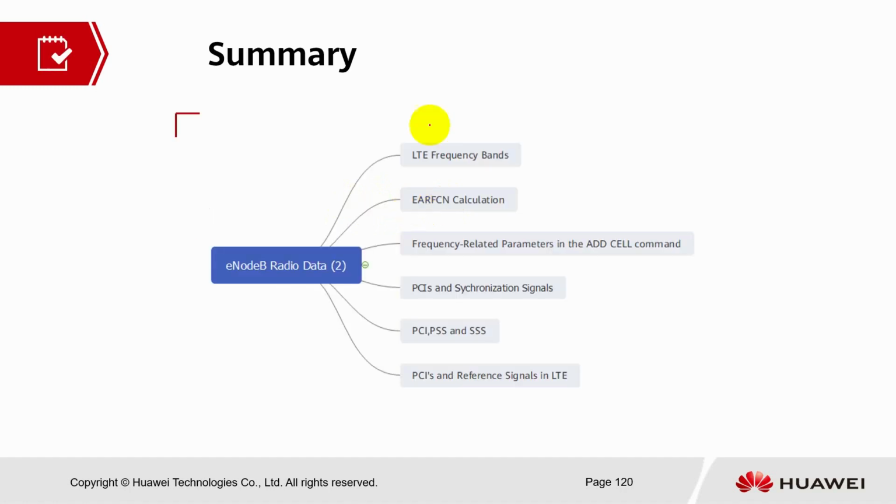For this summary of eNodeB radio data, we have learned about the LTE frequency band, EARFCN calculation, and frequency-related parameters in the add cell command. We learned about PCI and synchronization signals, PCI, PSS and SSS, and what PCI and reference signals are in LTE.